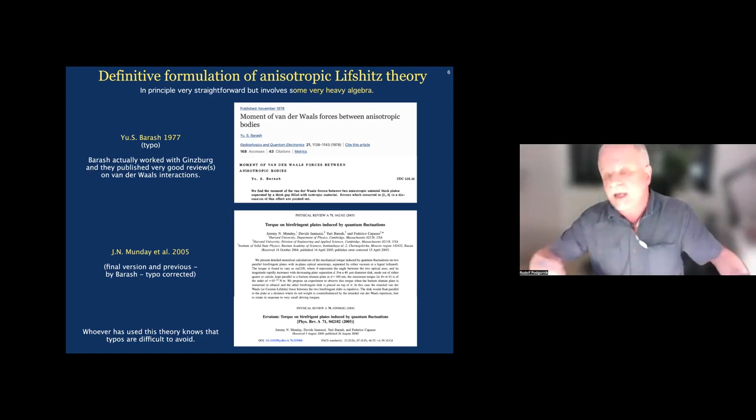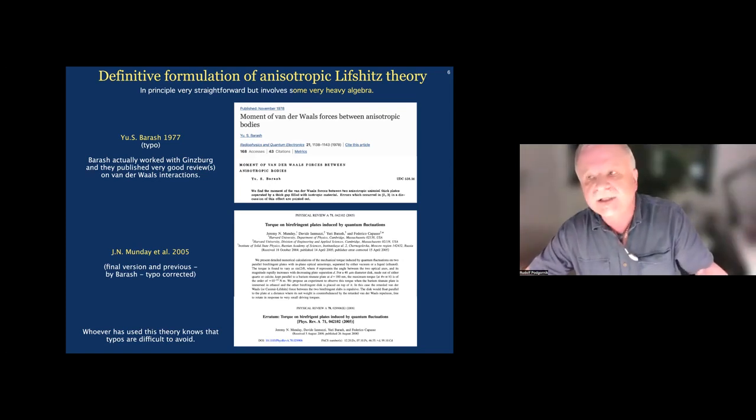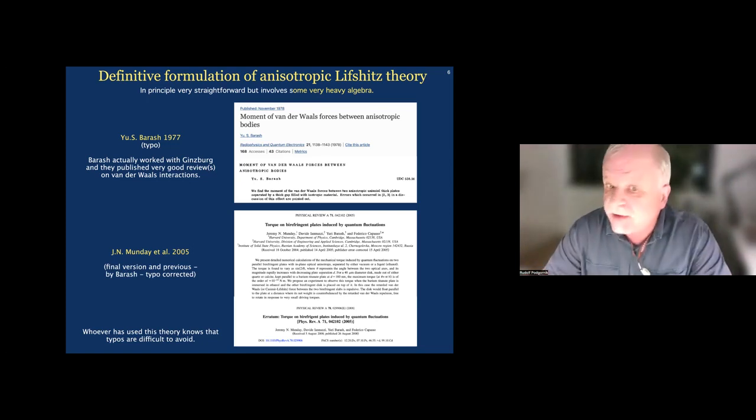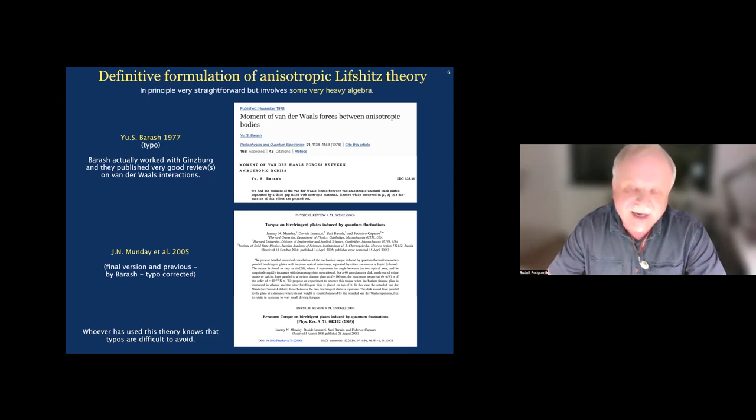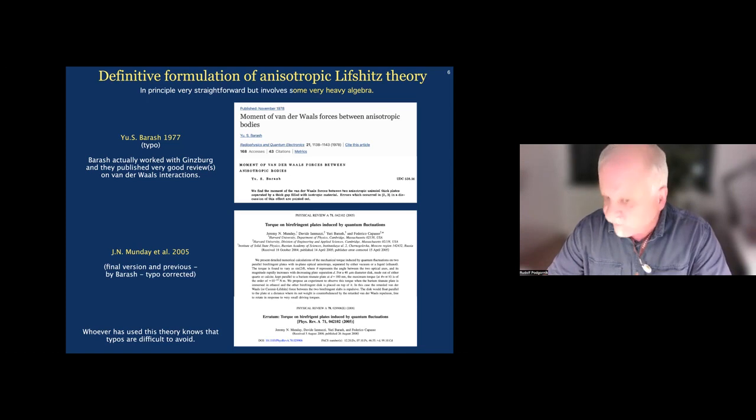And this is the theory of van der Waals torque or Casimir torque between two bodies which have a non-isotropic dielectric response. And this is where we are. This is still the standard. It involves heavy algebra. It's not easy even to type it in Mathematica to do some numerical calculations. But this is now the correct form of the torque between two anisotropic bodies. And many people were using this in order to calculate van der Waals torques.